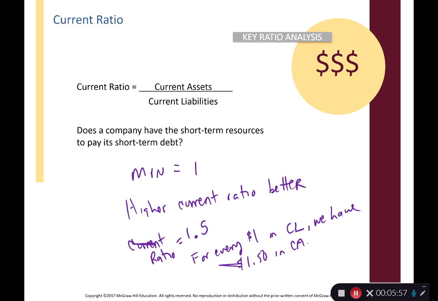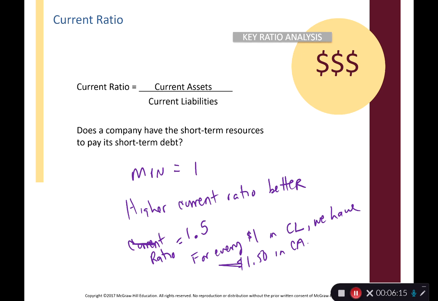If the current ratio is 1.5 as an example, what that tells us is for every dollar we have in current liabilities, we have $1.50 in current assets. Most certainly we don't want to have less than 1 for the current ratio because it means we won't have enough current assets to pay those current liabilities when they become due.